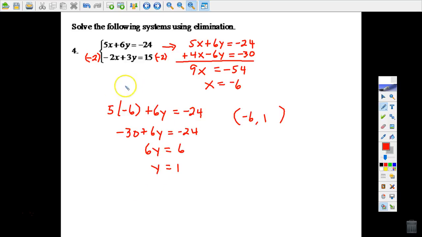Okay, and then once again, it's always a good idea to check these answers. Make sure, if you have time, on the test. And this, if it's right, should make both of these true. And it does.